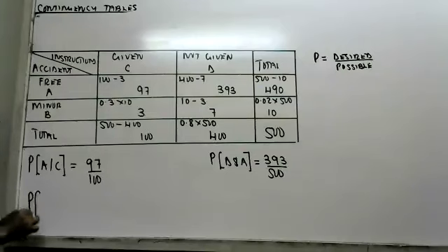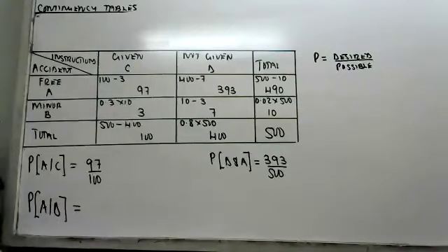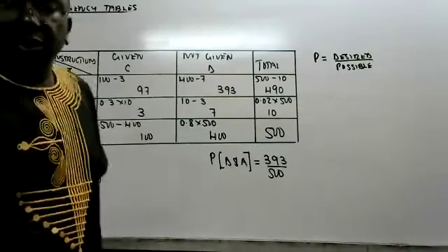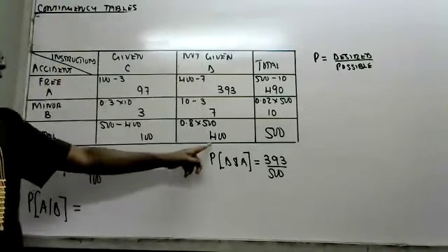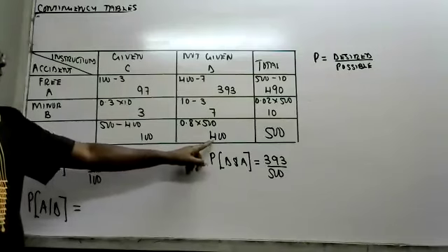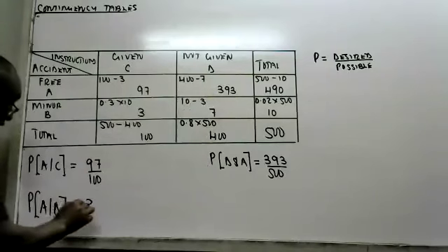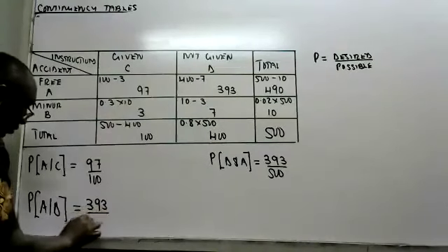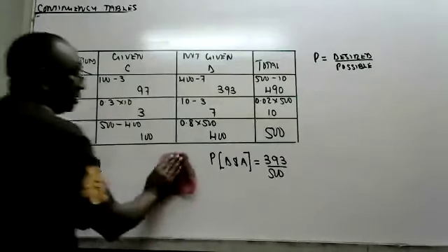Similarly, if you are told to get A given D, you will come where we have D. It is 400. When you are there, you look for A. In this 400, A's are 393. So it's 393 out of 400.